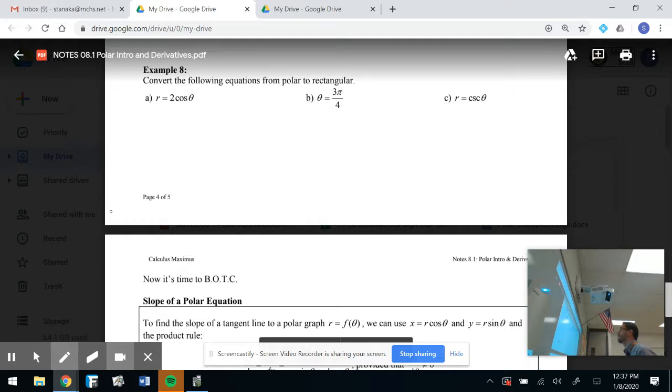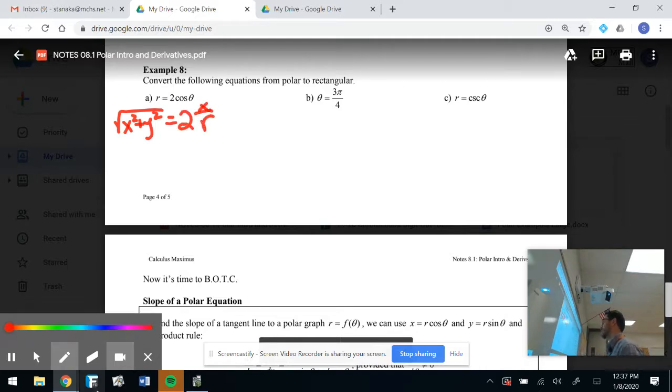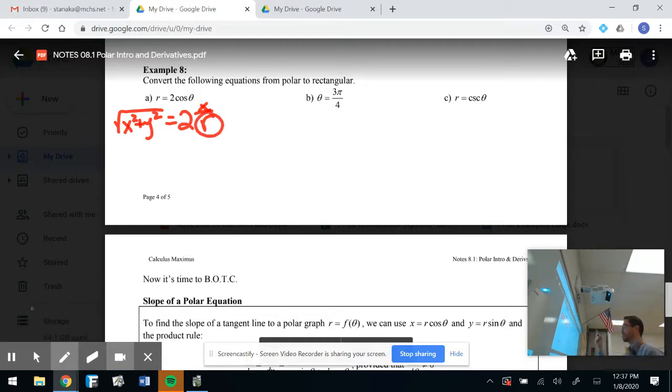All right, now we got polar equations, and I want to turn them into rectangular equations. So that means I'm just going to turn that r into the square root of x squared plus y squared. Now what do I do here? Well, I can turn that cosine into x's because it's x over r. Remember, r is really just the square root of x squared plus y squared. So when I multiply that on both sides, I get the square root of x squared plus y squared times itself, which just gives me that, and I get that.